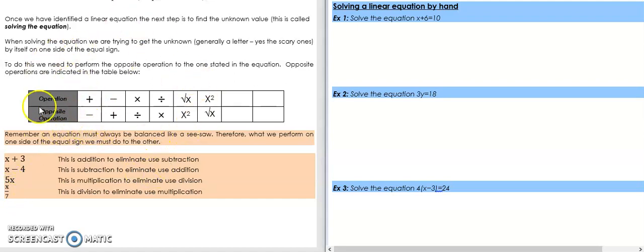I'm going to leave this little opposite operation chart here, and the questions are onto the side here.